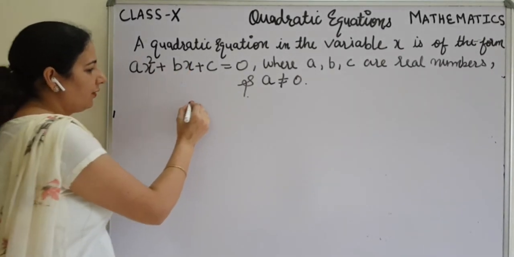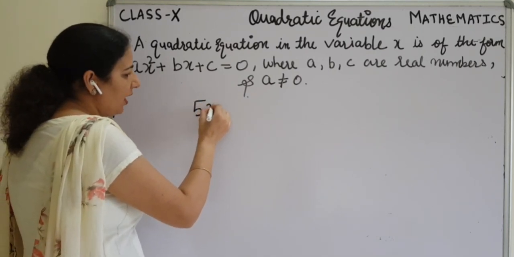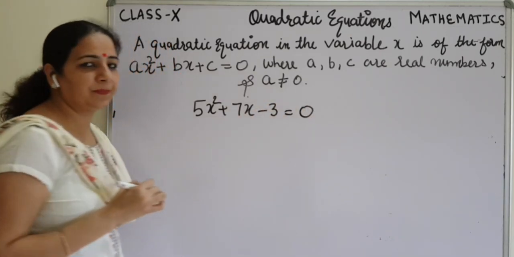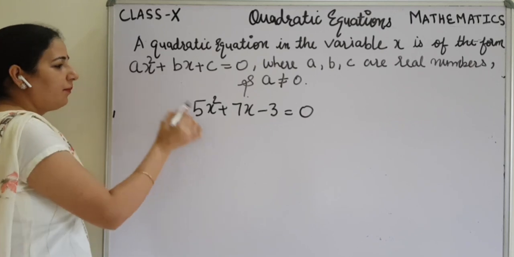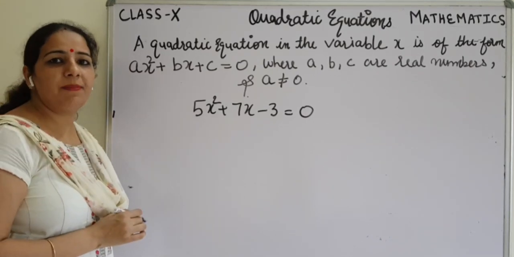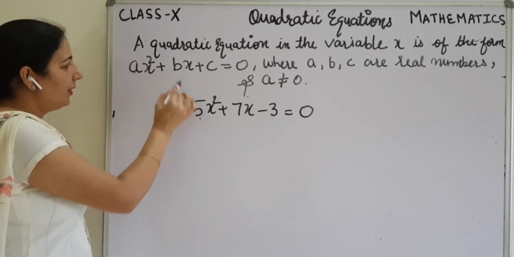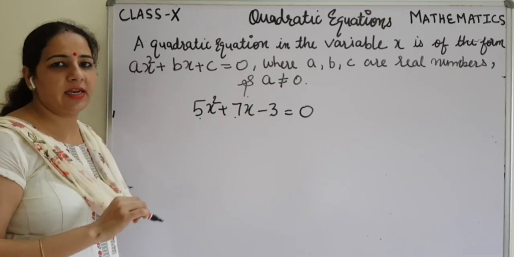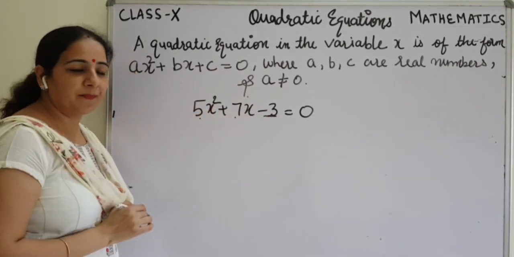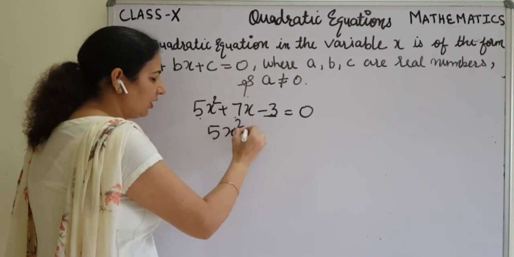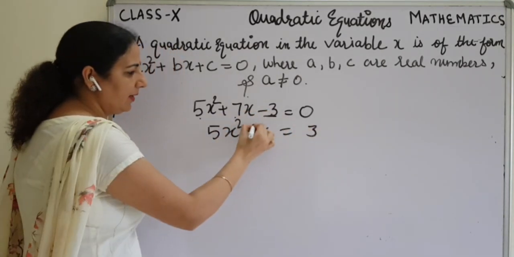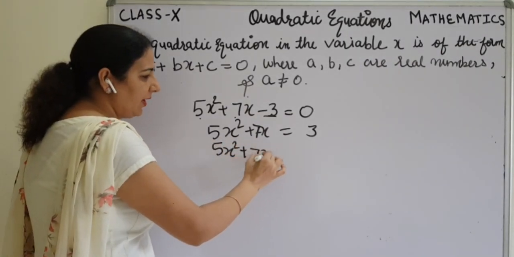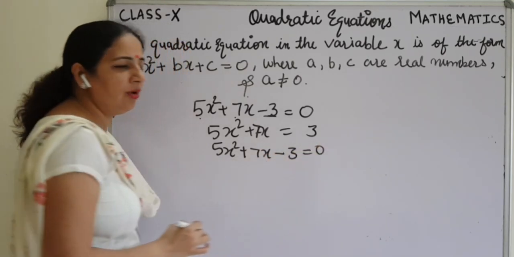So in the quadratic equation, if I write like this, 5x square plus 7x minus 3 equal to 0, then everyone can compare. By comparing, you can tell the values of a, b, c. a is 5, b is 7, and the constant is minus 3. This number will come with the sign. But if I write this quadratic equation like this, equal to 3, then what do you have to do? You have to arrange it: 5x square plus 7x minus 3 is equal to 0.